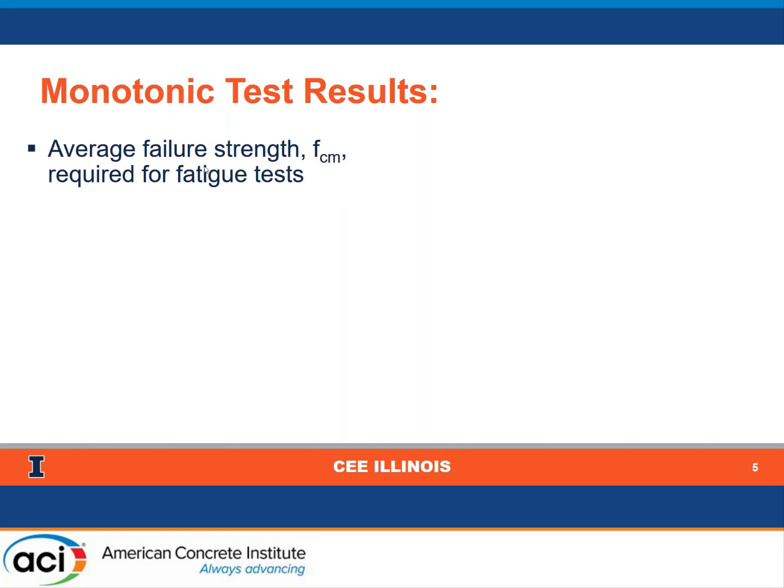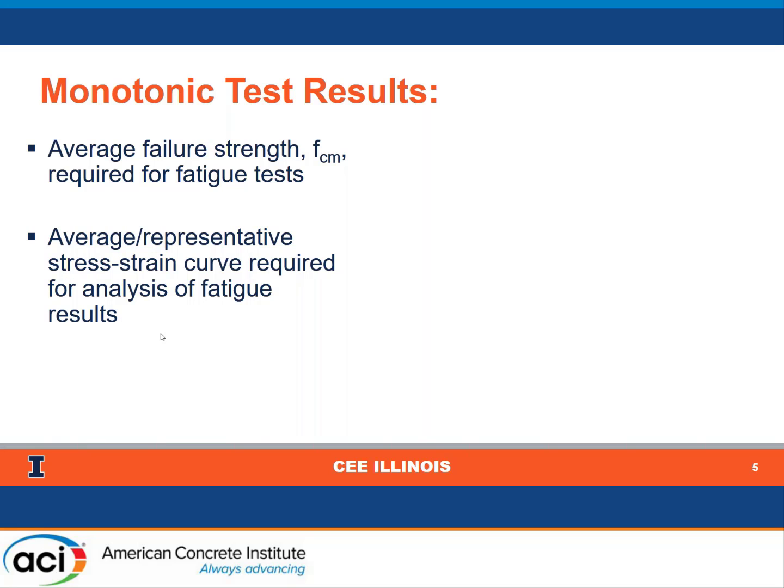For example, in the fatigue test, we would go from some peak compressive stress level to some valley compressive stress level, and there was some proportion of this failure strength. So we needed to know that. And additionally, we needed also the average or the representative stress strain curve for analysis of fatigue results.